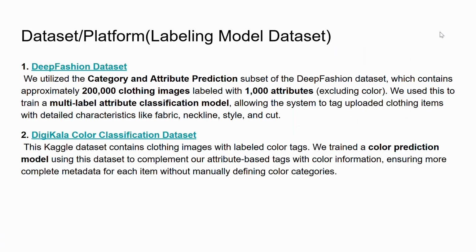Let me introduce the datasets we used for training our labeling models. We utilize two main datasets. DeepFashion dataset. We use the category and attribute prediction subset of DeepFashion, which includes approximately 200,000 clothing images labeled with 1,000 attributes, excluding color. We train a multi-label attribute classification model using this data, enabling the system to tag uploaded items with fine-grained attributes such as fabric, neckline, and style.